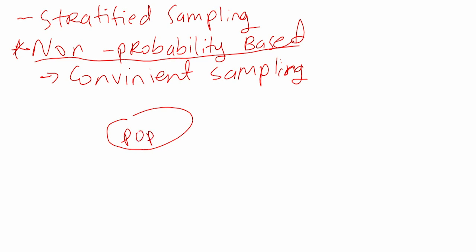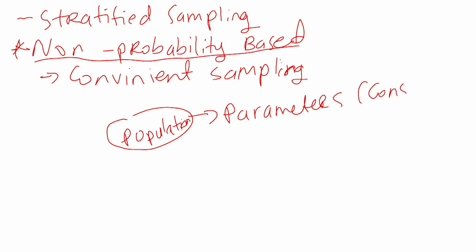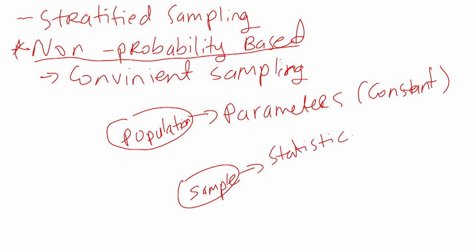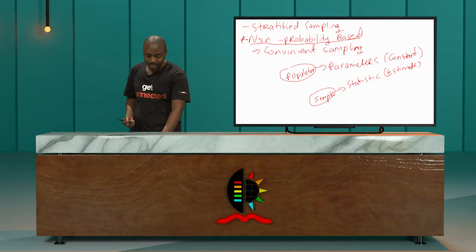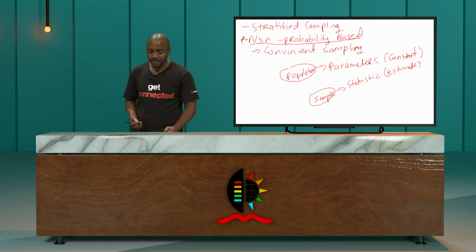So we know that there are parameters in the population, and parameters are referred to as being constant. We also have a sample. In a sample, obviously, there are statistics. A statistic is referred to as being the estimate. What are you estimating? You're estimating these parameters.